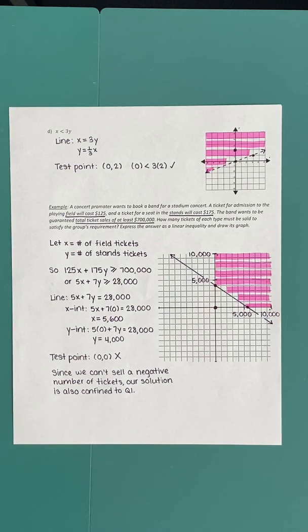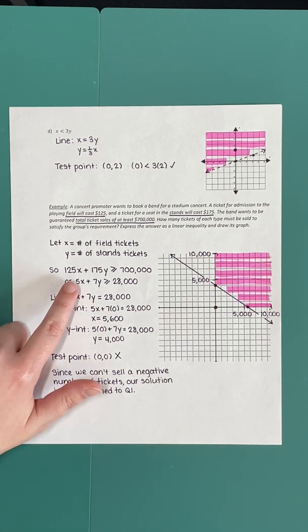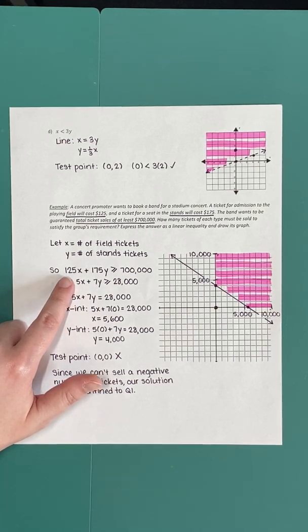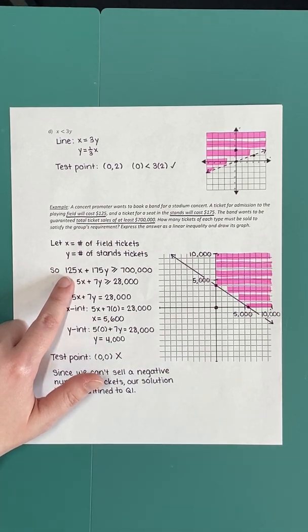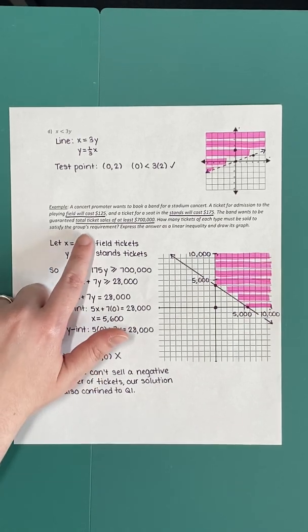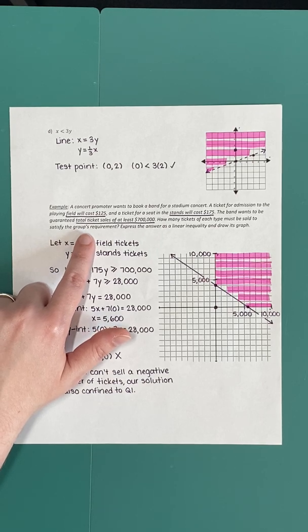Now, we can reduce that a little bit. We have a common factor of 25 among all those numbers. So I can divide 25 out from the left-hand side of the inequality and the right-hand side, and make it a little bit more manageable. Another version of our inequality, the simplified version, in some ways the preferable version, is 5x plus 7y is greater than or equal to 28,000. So this is the inequality representing our sales in order to satisfy this requirement that we make at least 700,000.